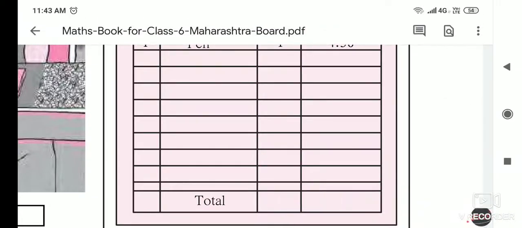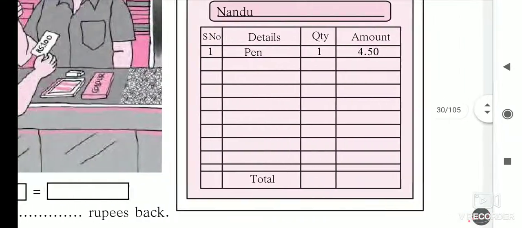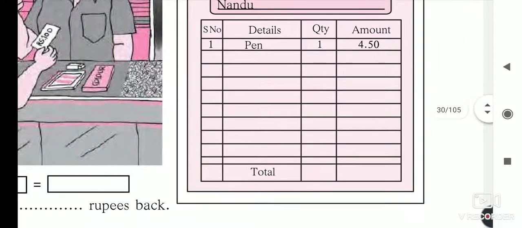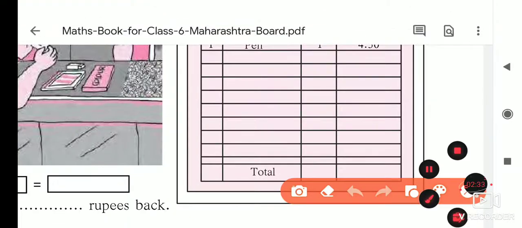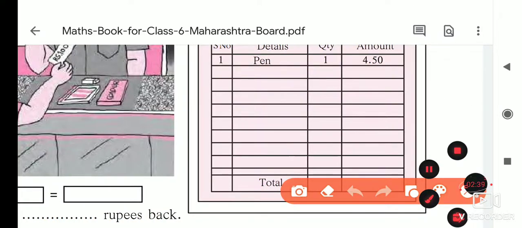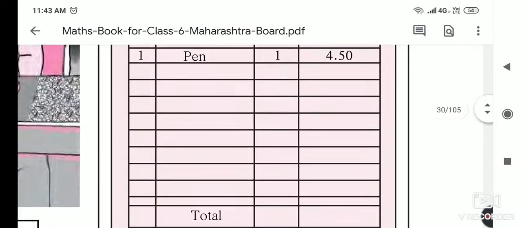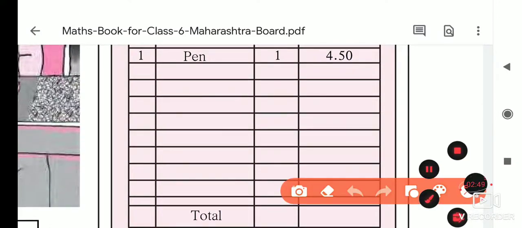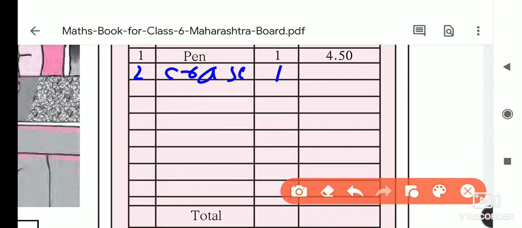First of all, Nandu took the pen, and the pen's cost is 4 rupees and 50 paise. Okay. The next item that Nandu had taken, which is the next item? Secondly, Nandu took an eraser. One eraser he had taken, and the cost of the eraser we saw above. See, its cost is 1 rupee and 50 paise.